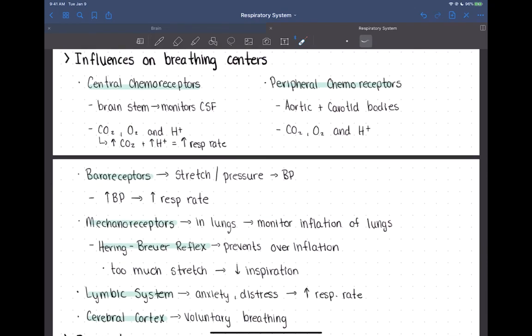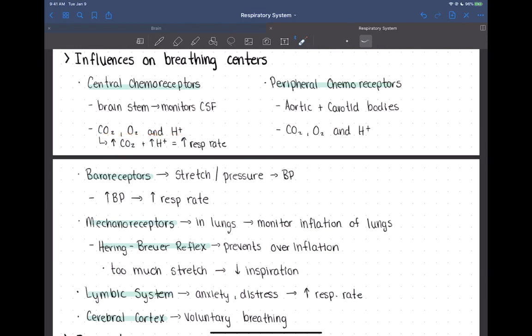So these are going to be receptors and things that can alter breathing. First we have chemoreceptors, and we have two types: central and peripheral. Our central chemoreceptors are actually going to be in the brain, and they're going to monitor CSF for the levels of oxygen, carbon dioxide, and hydrogen, right?